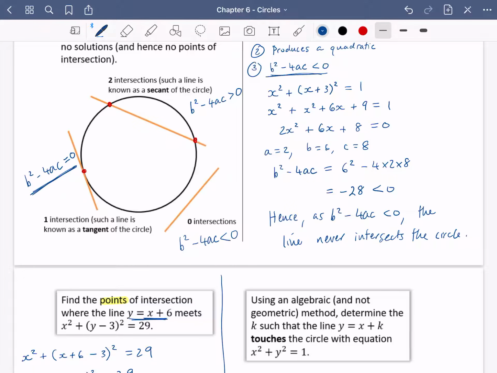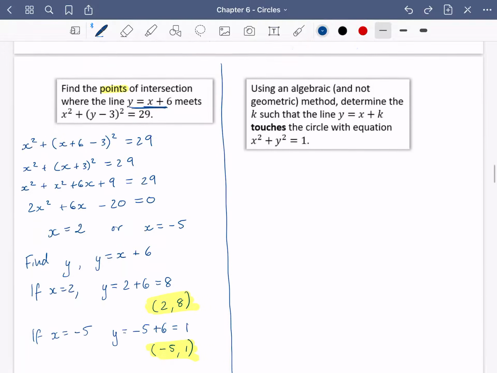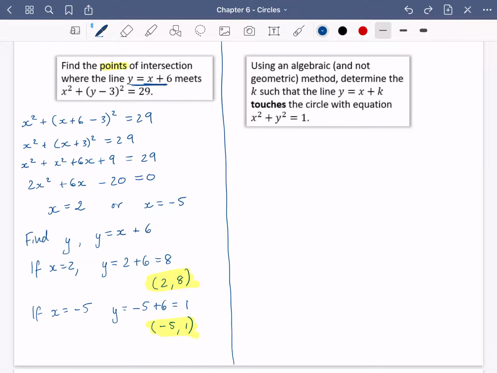It's just touching at one point, so the discriminant is going to be equal to 0. So although we've got a value here that we don't know, this k, we're just going to proceed with this whole question as though it was just a number, and then we're going to use the information that b squared minus 4ac equals 0. We're going to use that at some point to find out the value of k that makes it a tangent. So let's have a go.